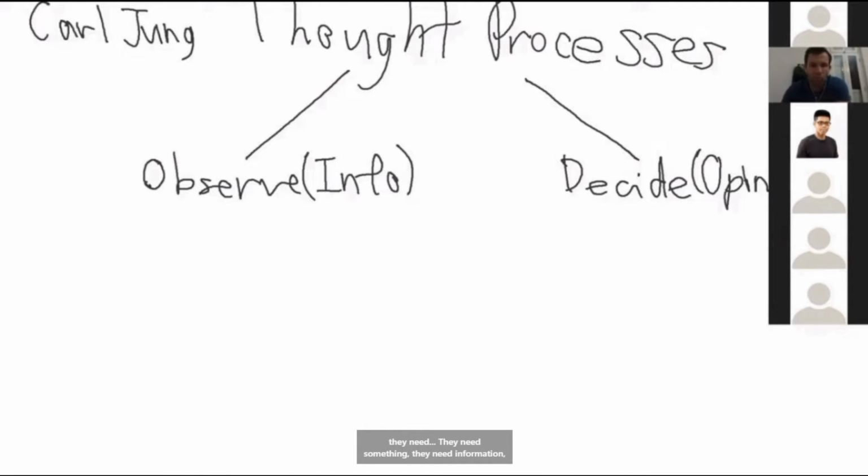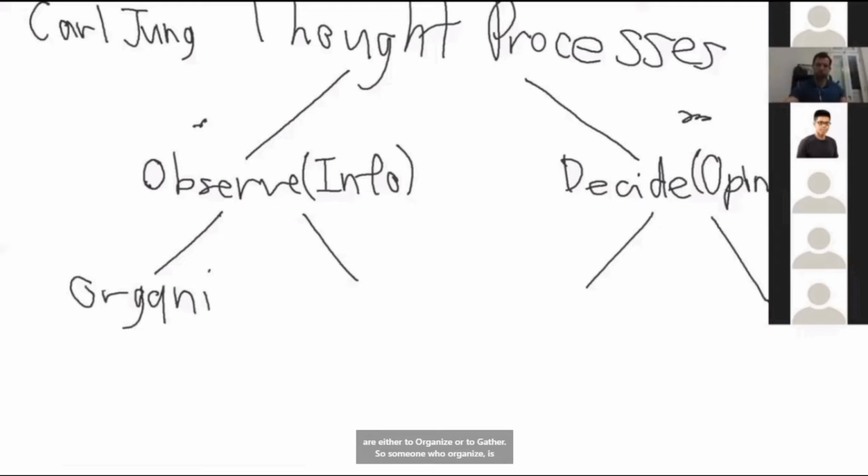They need information, either data or they need to know the trend and the pattern that's already going on before coming up with something like this, an opinion, to decide on something. So to make it clearer, what's the difference? Perhaps I can go on to tell you what's the difference here. Observe, because we are observing information. The two ways to observe information are either to organize or to gather.